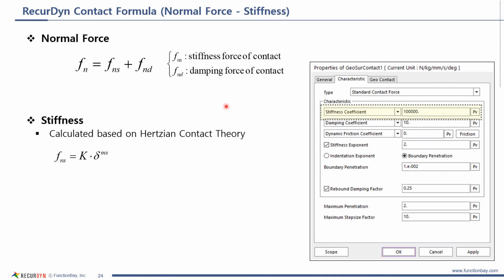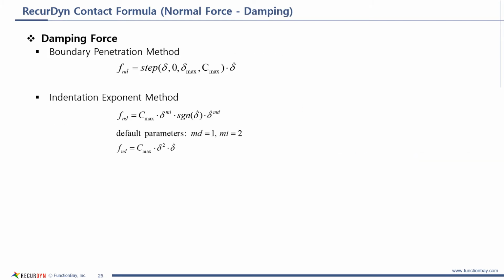This is the basic formula of the normal force of the contact. Stiffness force is calculated based on Hertzian contact theory using penetration. This is the stiffness coefficient. Damping force is calculated based on a little more complex formula, like this. Please note that delta dot is the same as the velocity.